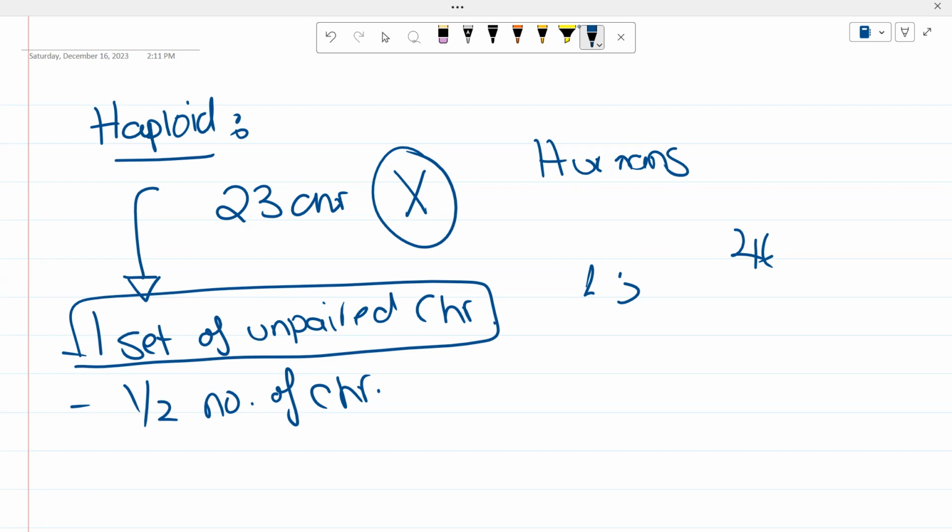Can I mention 23 chromosomes as an example? As an example, yes. The haploid is one set of unpaired chromosomes, for example, 23 chromosomes in humans. This is perfect, that you gave me the definition and an example. Always give examples when you can.